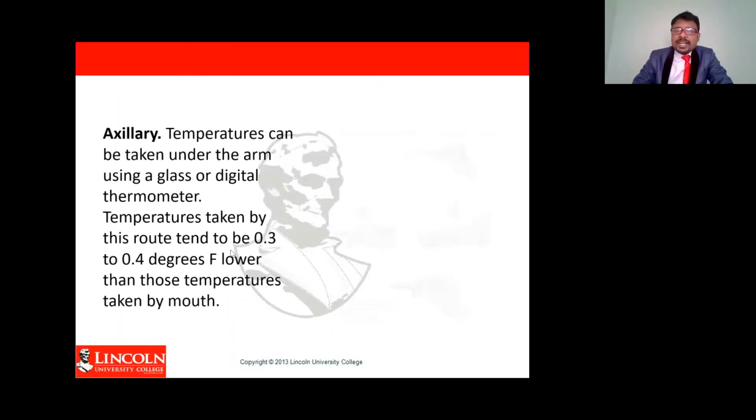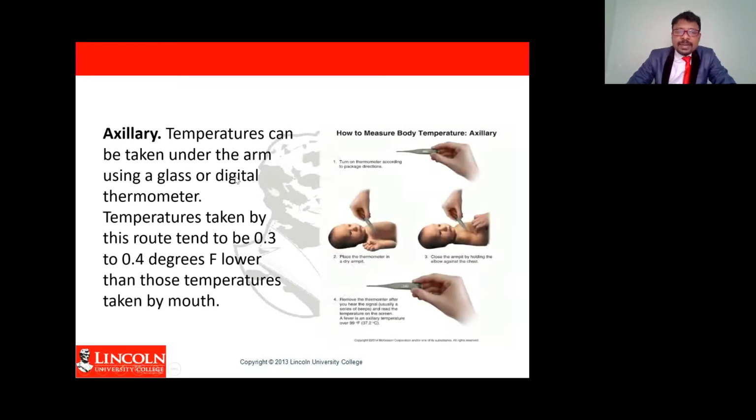And also axillary temperature. This can be taken under the arm using a glass thermometer or a digital one. But here the difference is going to be 0.3 to 0.4 Fahrenheit lower than the temperature taken by the mouth. So it's slightly lower than the mouth temperature.